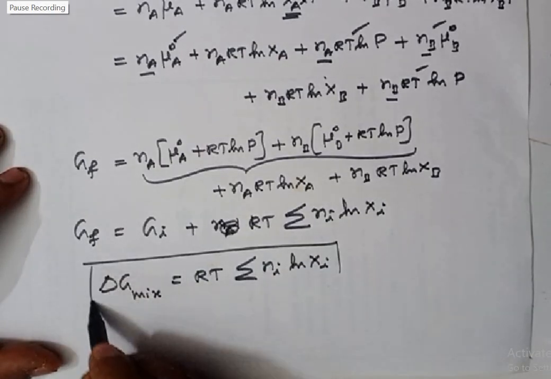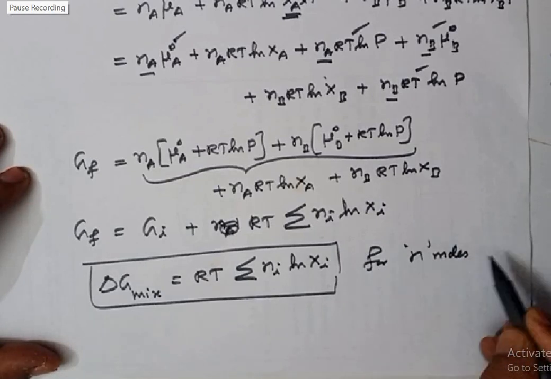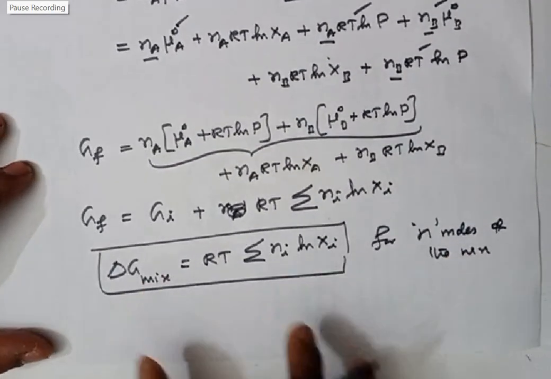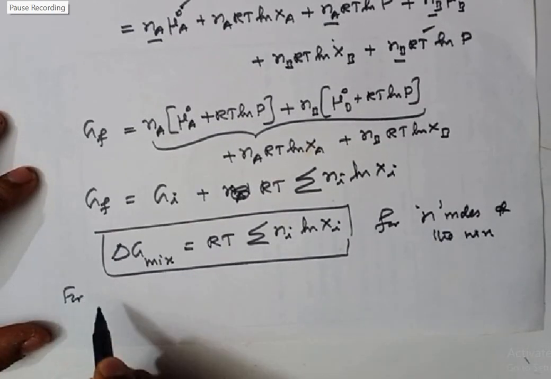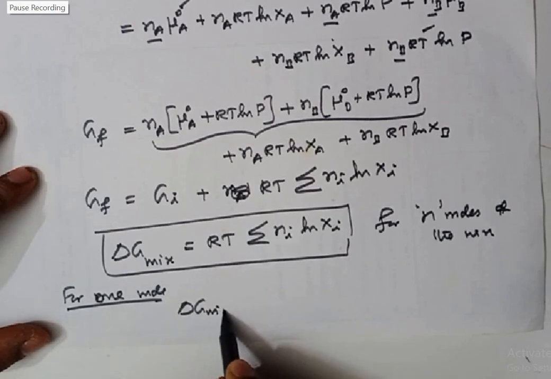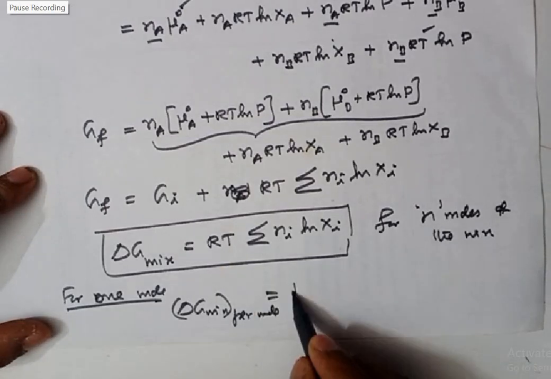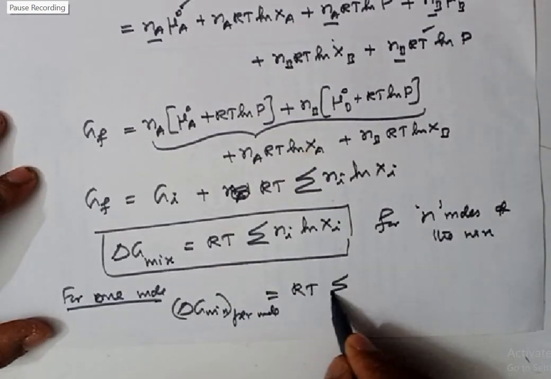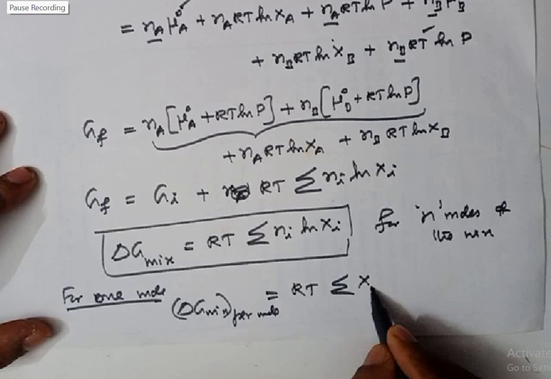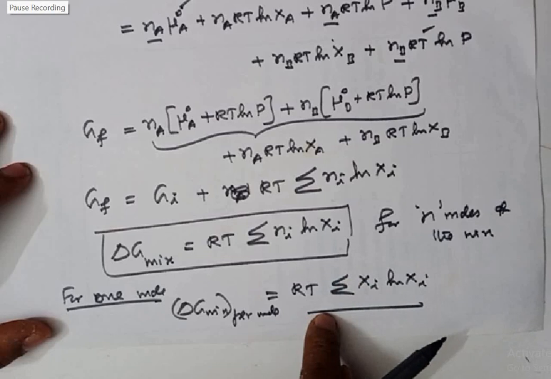So this will give you delta G mixing for n moles of the mixture. For n mole of the mixture, this is the delta G mixing. For 1 mole, what to do? Divide by N. That's all. So for 1 mole, delta G mixing per mole of the mixture equal to, you have to divide by N, where N is total number of moles. So RT into summation Ni by N, which is Xi, into ln Xi. So this is for 1 mole of the mixture. Take note.